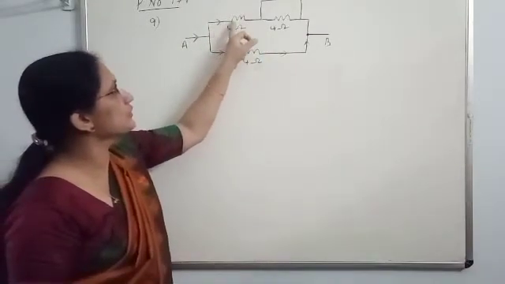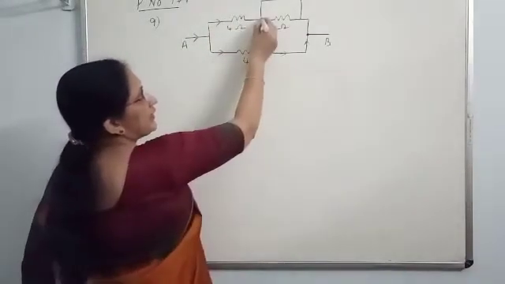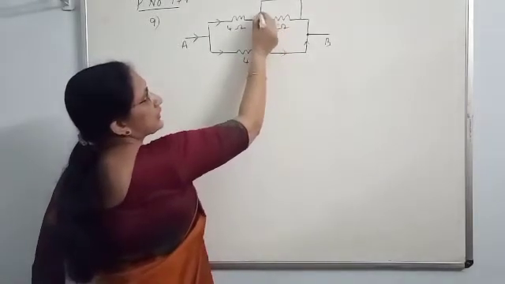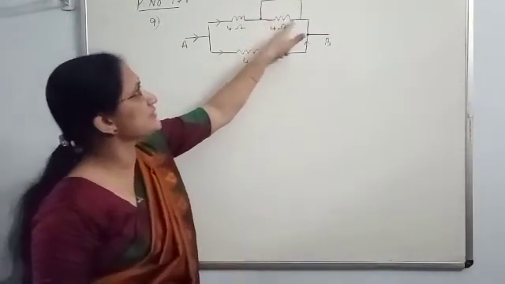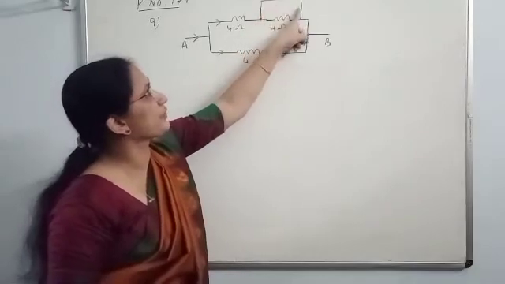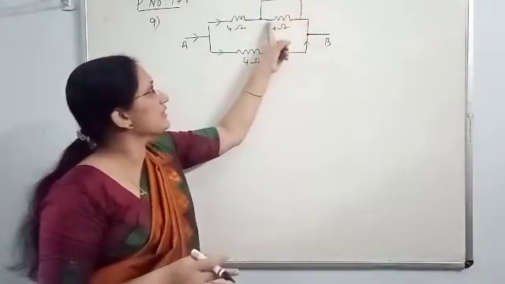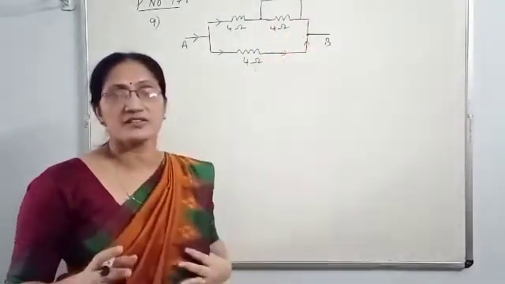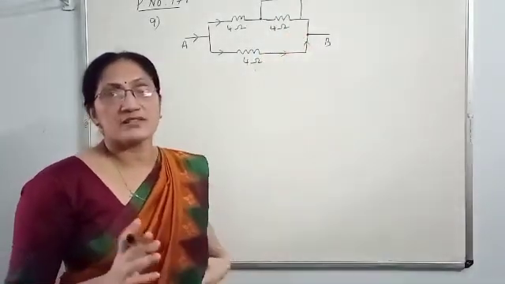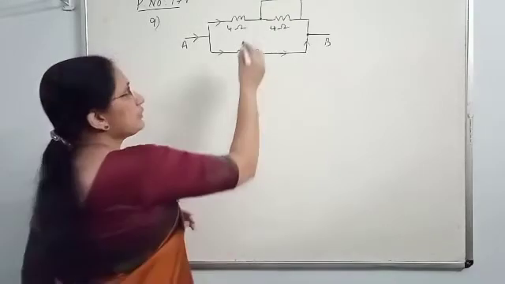It will flow through this 4 ohm resistor, and at this point the current has 2 paths. One is through the resistor, one is through this copper wire. In this branch there is no resistance, but here there is resistance. Current always prefers a low resistance path. So current will flow at this point.